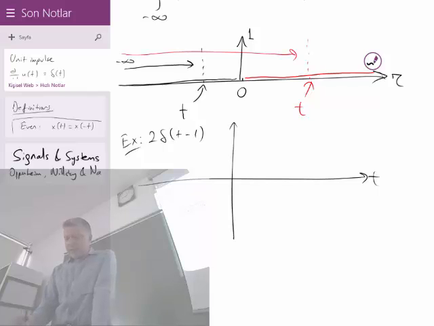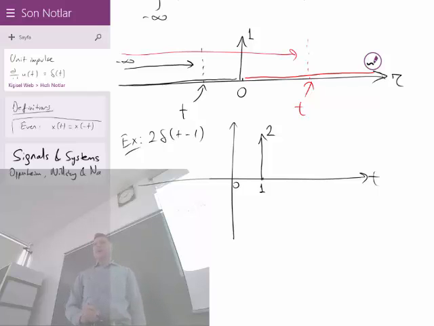This is your axis. This is 0. So the arrow is at 1, right? It must be here because it's shifted towards the right. And we put an arrow, preferably a twice longer arrow, and then put a 2 and indicate its position. So its magnitude is 2.